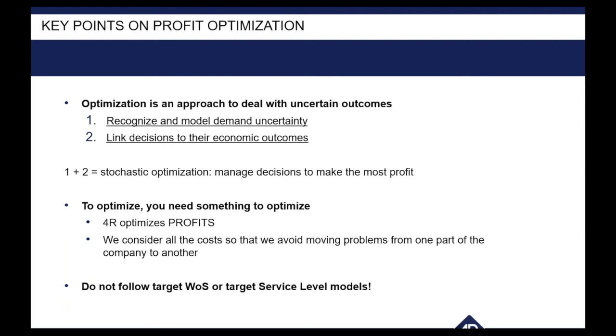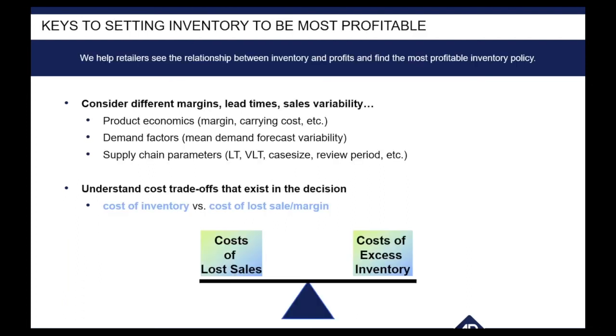Another rule of thumb is if a retailer is following target weeks of supply or target service level models, they're probably doing okay, but they're not doing as much as they can for their supply chain and their management of their supply chain. So let me wrap up here with a little bit more insight into the science that we use at 4R for achieving global optimality.